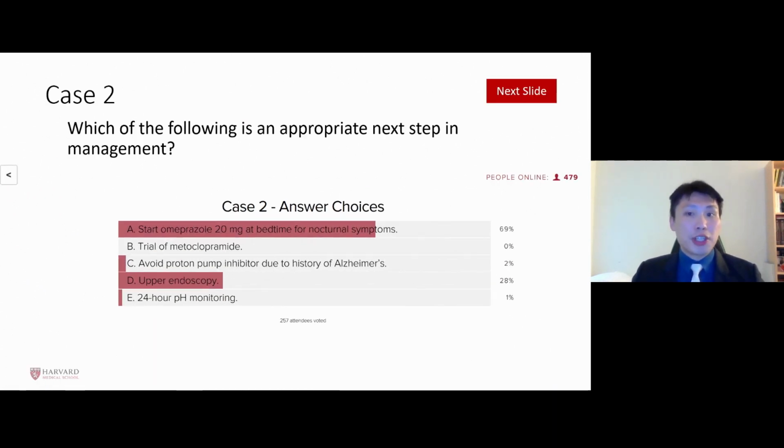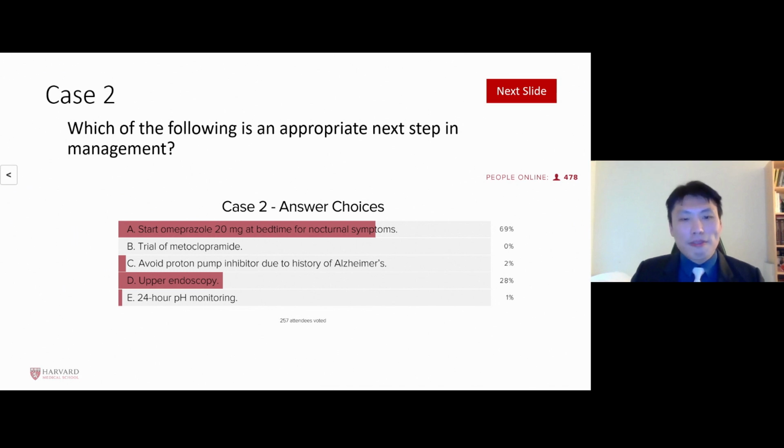So going back to this patient, he's a 70-something-year-old patient who came in with new onset reflux symptoms that he never had before, only about 3-month duration. He's tried an H2 blocker and it didn't work, and he still continued to have symptoms, mostly nocturnal symptoms.